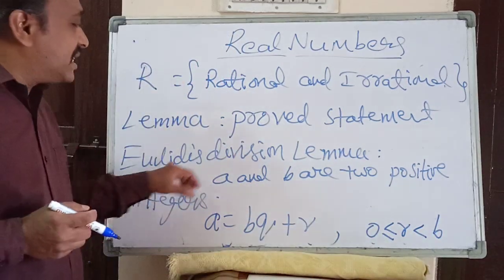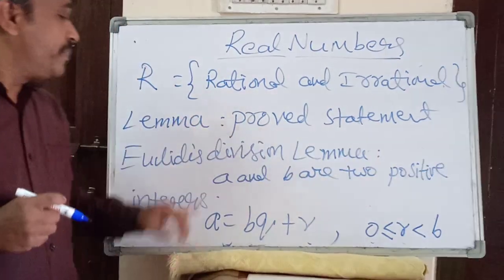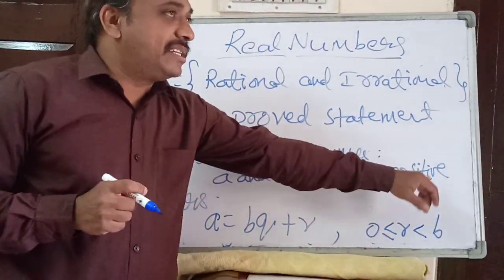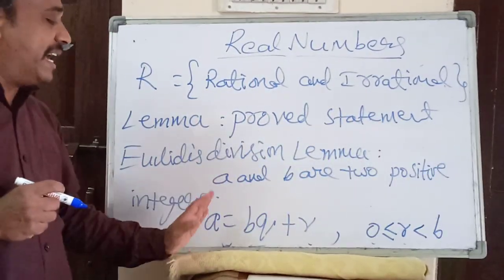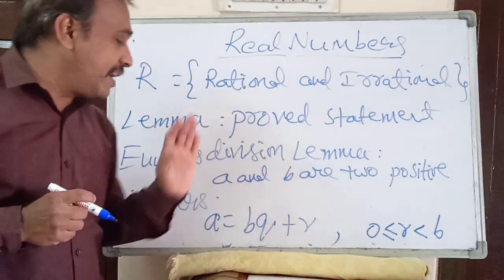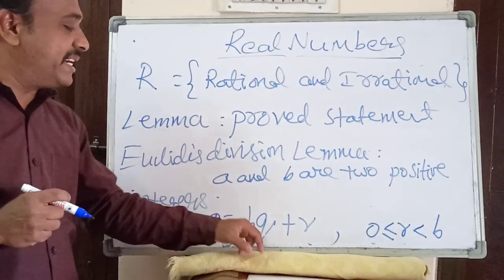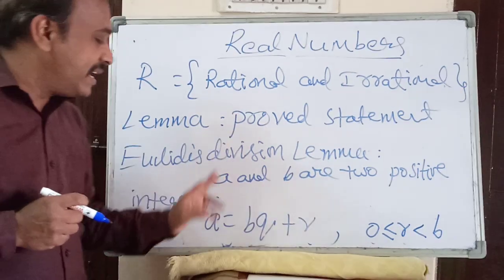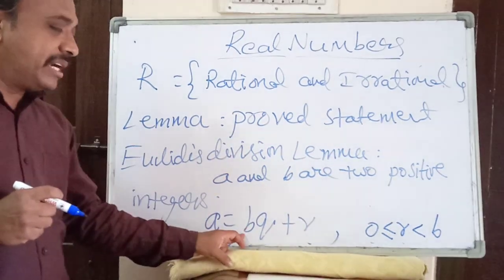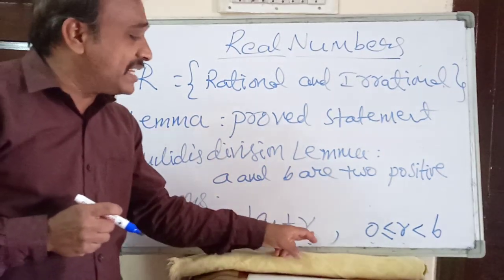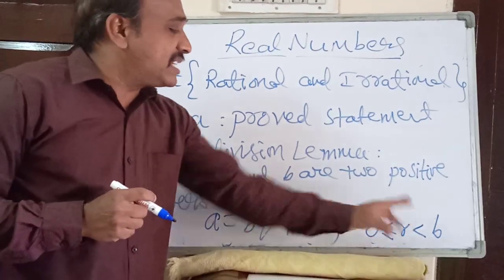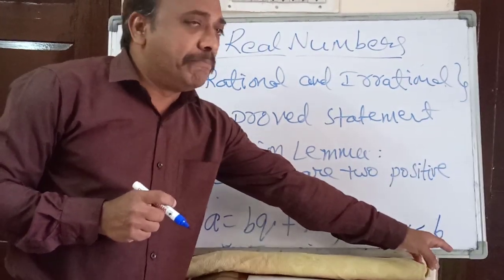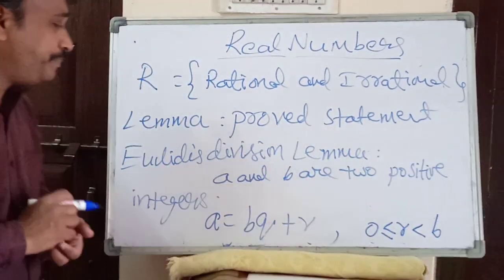So Euclid's division lemma says that A and B are two positive integers such that A can be expressed as A is equal to BQ plus R, dividend is equal to divisor into quotient plus remainder. A is the dividend, B is the divisor, Q is the quotient, and R is the remainder. The remainder always lies between 0 and B, where B is the divisor.